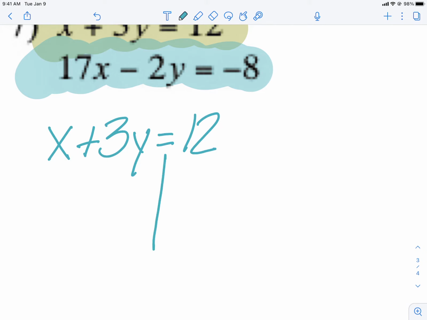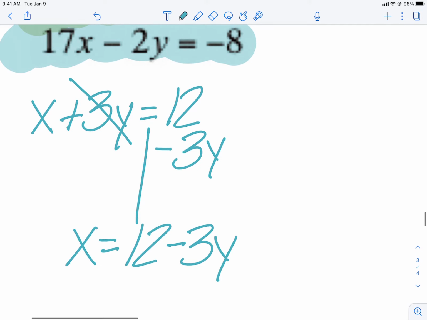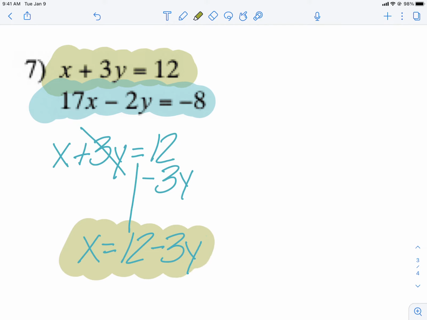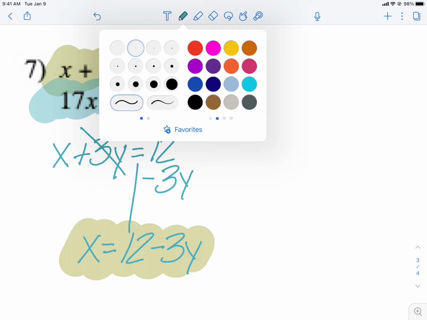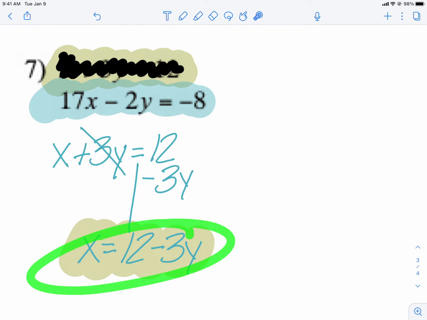I'm going to get this x by itself right here. The way I'm going to do that is I'm going to move this plus 3y as negative 3y, just like this. So I get x is equal to 12 minus 3y. Look at that. So that, kiddos, is my new green. I do not need this dude anymore because I have my new green right here.